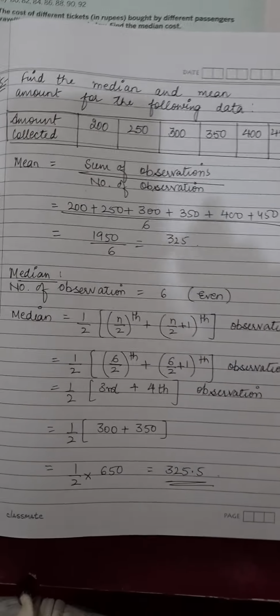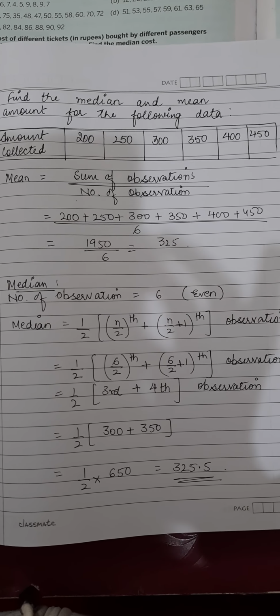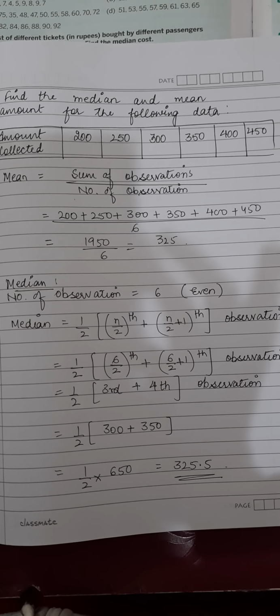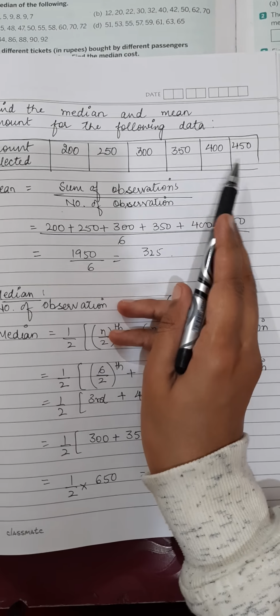Let's do the next, question number 5. Find the median and mean amount for the following data. Now the data has been given. How much amount has been collected? 200, 250, 300, 350, 400, 450.